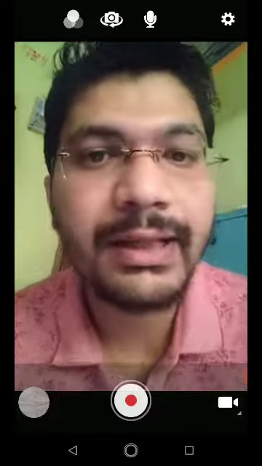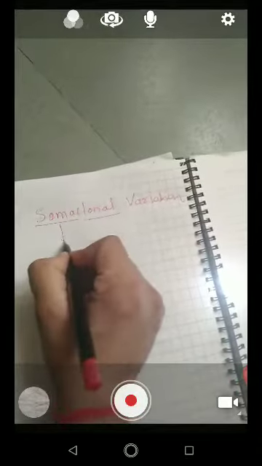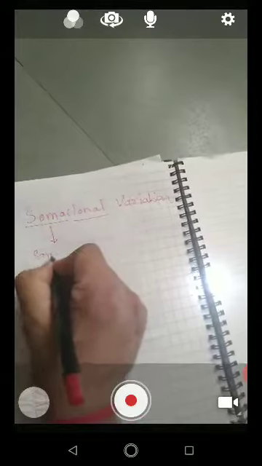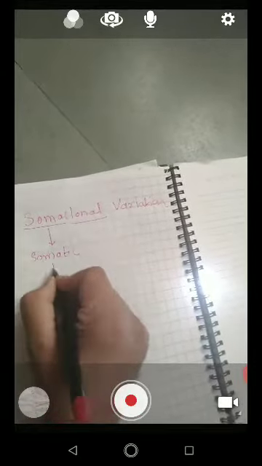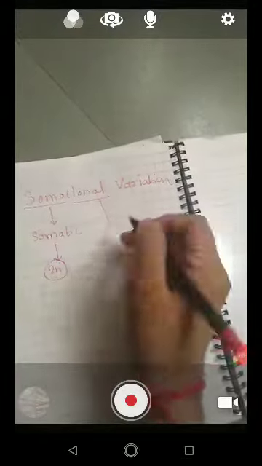Now, what is the meaning of somaclonal? If we look at the words soma and clonal, soma means somatic, and somatic stands for 2N diploid cells which are present inside a plant. So there are somatic cells, and a clone is a copy.